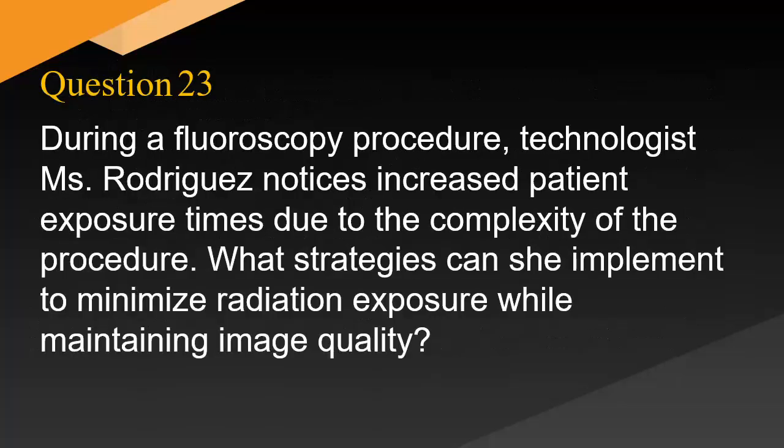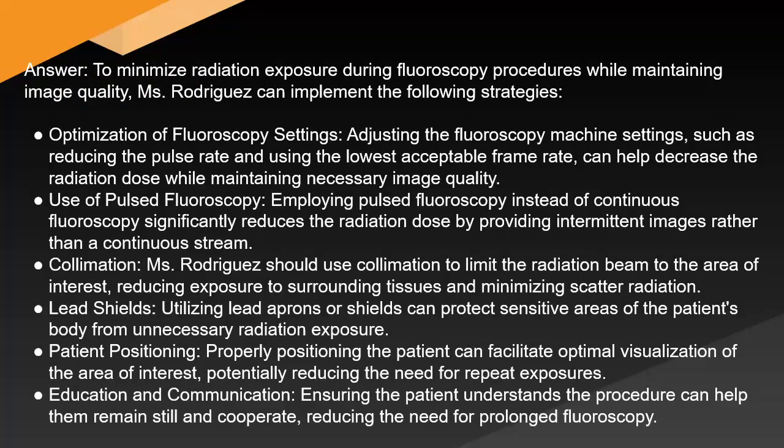During a fluoroscopy procedure, Technologist Ms. Rodriguez notices increased patient exposure times due to the complexity of the procedure. What strategies can she implement to minimize radiation exposure while maintaining image quality? Answer: To minimize radiation exposure during fluoroscopy procedures while maintaining image quality, Ms. Rodriguez can implement the following strategies: Optimization of fluoroscopy settings. Adjusting the fluoroscopy machine settings, such as reducing the pulse rate and using the lowest acceptable frame rate, can help decrease the radiation dose while maintaining necessary image quality.